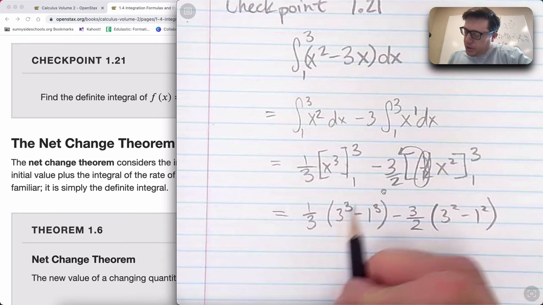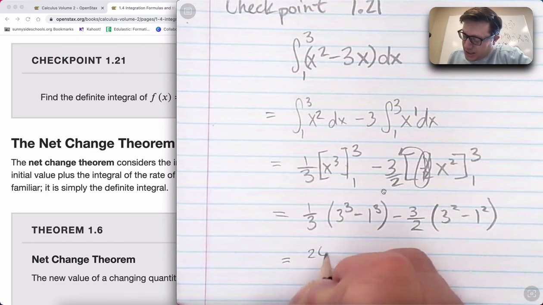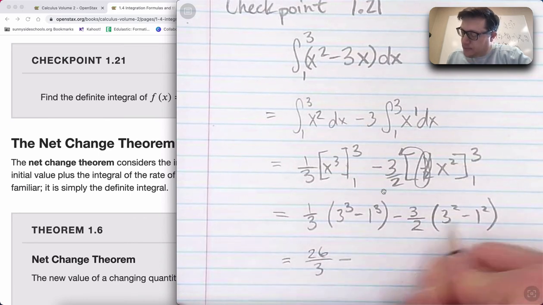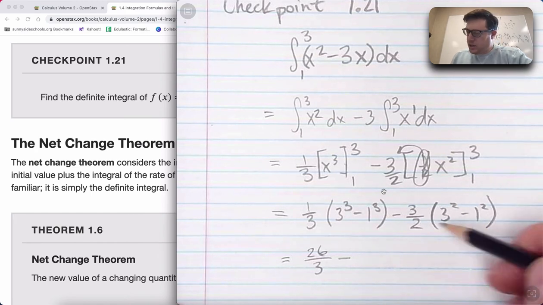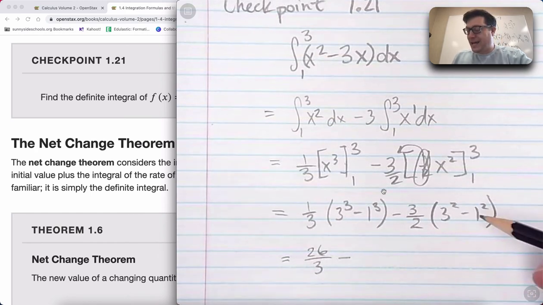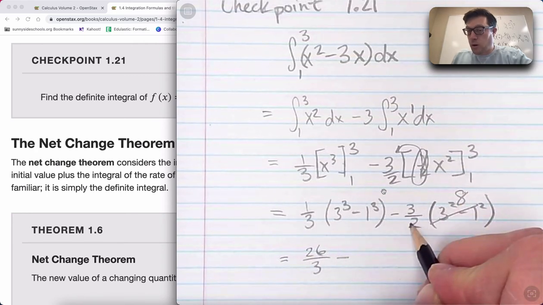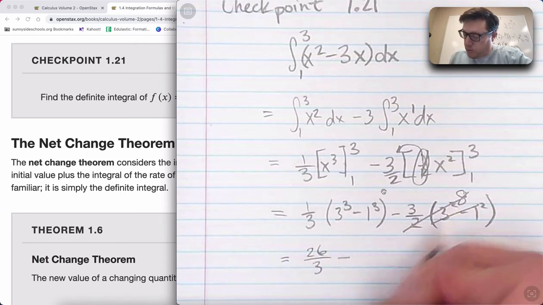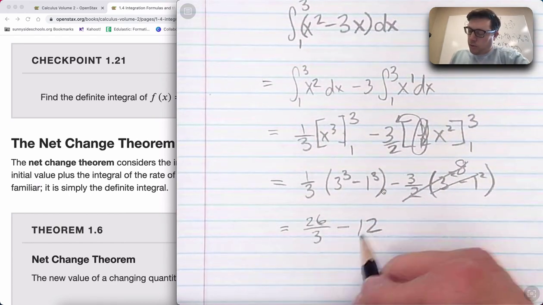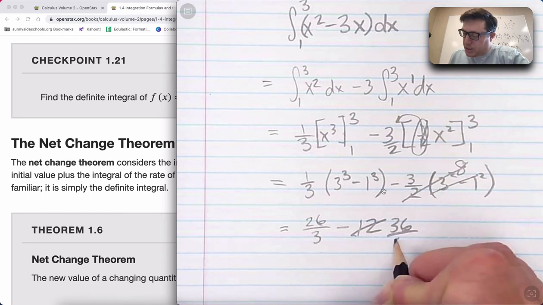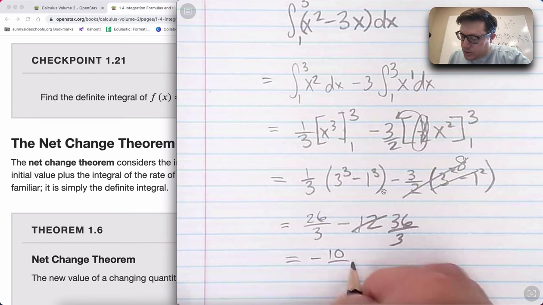Okay, 3 to the third minus 1 would be 26. 26 thirds minus 3/2 times 8. Yeah, I think that's 8. 9 minus 1 makes 8. So 3 over 2 times 8. 8 divided by 2 is 4. So 3 times 4 would be 12. 26 thirds minus 12. Hold up, that's 36 thirds. So 26 minus 36, negative 10 thirds.